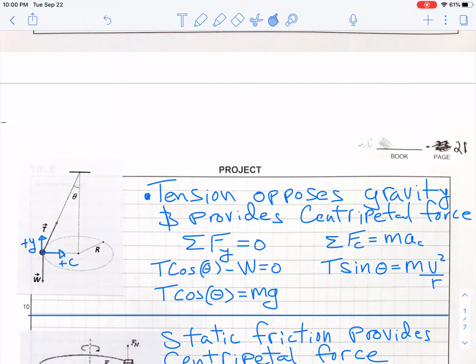Top sticker on the next page, we have a conical pendulum. Why is it called a conical pendulum? Because if you were to trace this out in space, it makes a cone with the chord. So conical, having to do with a cone.